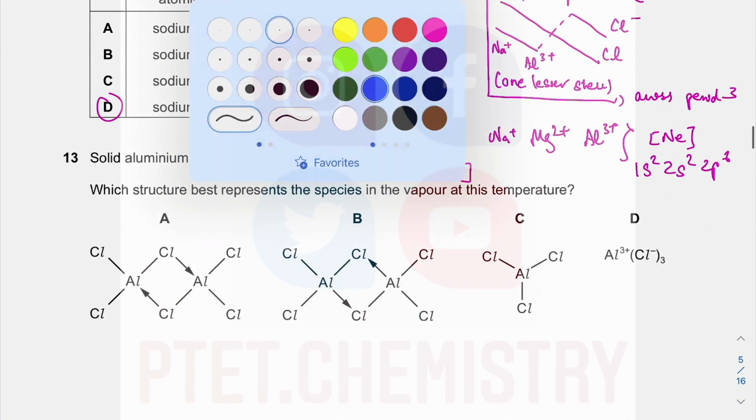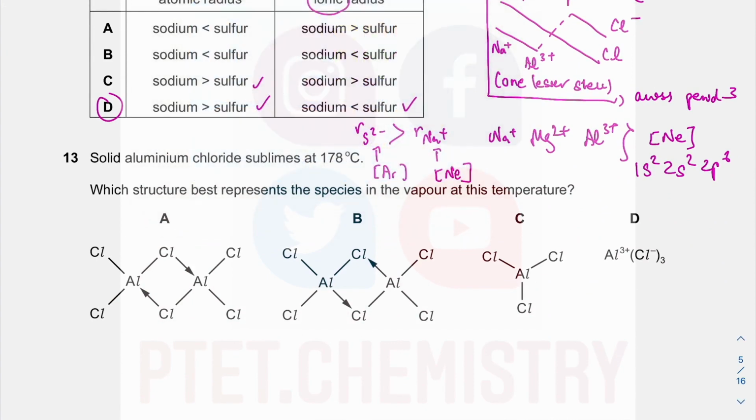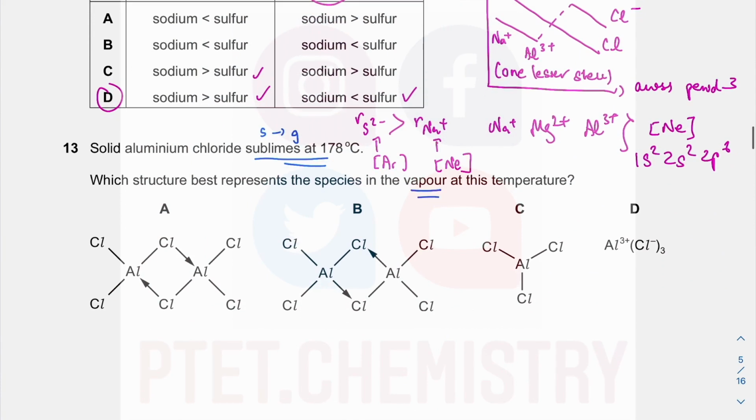Number 13. So we have solid aluminum chloride that sublimes at 178 degrees Celsius. So they're solid going to gas. We know that in Al2Cl6, that is the vapor state, it exists as the dimer as part of your case study. It doesn't exist as the monomer. It doesn't exist as these ions, okay? It exists as a molecule, a dimeric molecule, all right? Two of them come together.